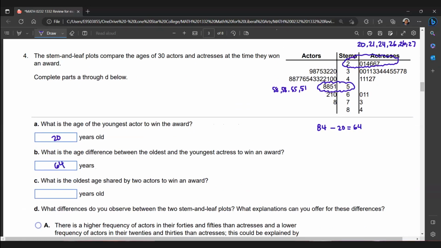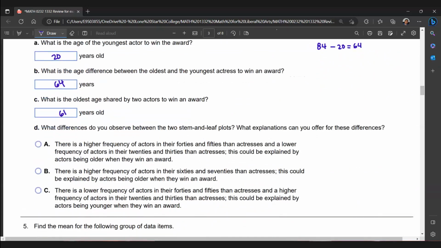What is the oldest age shared by 2 actors to win an award? Okay, so what is the oldest age shared by 2 actors to win an award? That would be 58. Although, I wonder if they mean here, because here we have 61 and we also have another 61. Here we have 58. So I am going to say that they imply this one right here. So that will be 61.